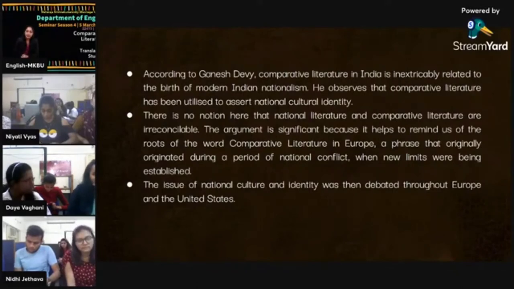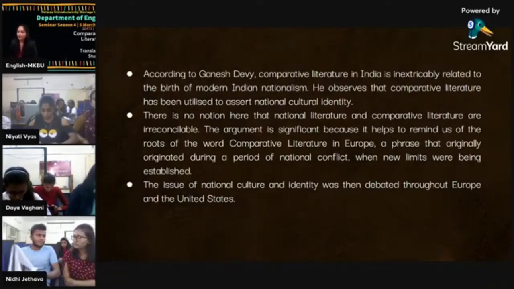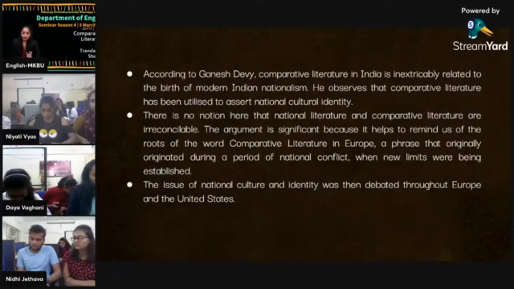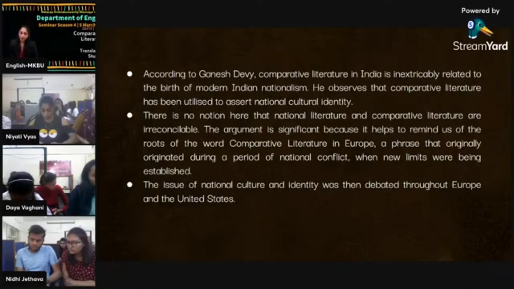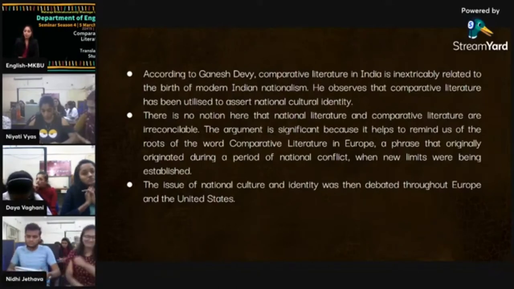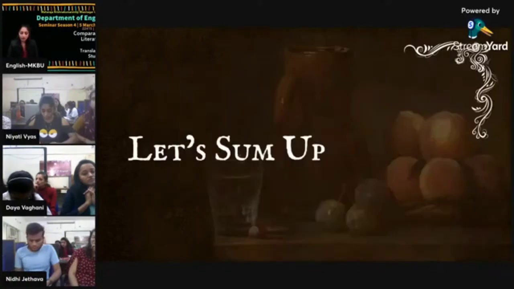According to Ganesh Devy, comparative literature in India is related to the birth of modern Indian nationalism. He observed that comparative literature has been utilized to assert national cultural identity. There is no notion here that national literature and comparative literature are opposed, and the argument is significant because it helps to remind us of the roots of the phrase comparative literature in Europe, a phrase that originated during a period of national conflicts when new limits were being established. So the issue of national culture and identity was then debated throughout Europe and the United States. So now let's sum up.